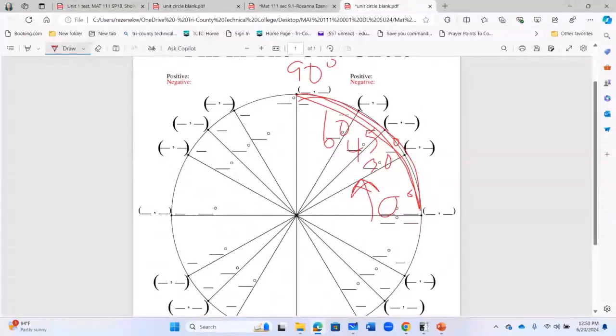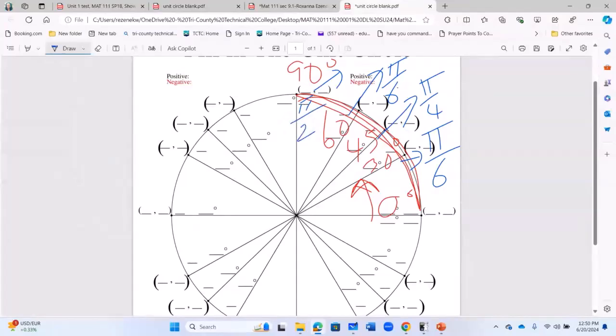So let me write in blue. So 0 degree, and I'm going to call it 0 radian. But remember, we talked about 30 degrees, and we found out that 30 degrees is pi over 6 radian. We talked about 45 degrees. We found it to be pi over 4 radian. We found 60 to be equal to pi over 3 radian. We found 90 to be equal to pi over 2 radian.